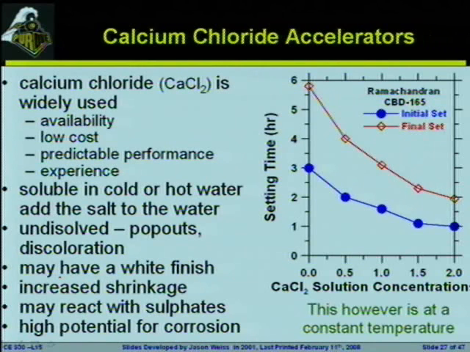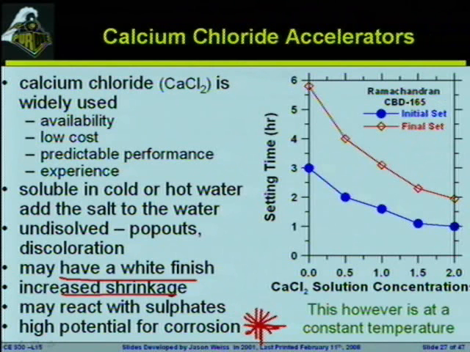Two problems that you may end up with: it may have a whitish color finish, and you may end up with a little bit of an increased shrinkage. One of the big things that I will point out, though, is when you're putting chlorides into the system, you have the potential to be increasing corrosion. And you shouldn't be using chloride-based accelerators when you've got reinforcing steel in the system. All right, this is something that's incredibly important that you take notice of.